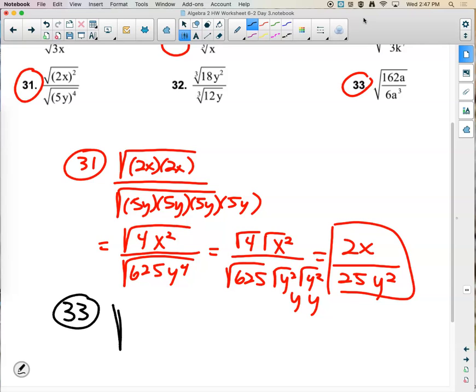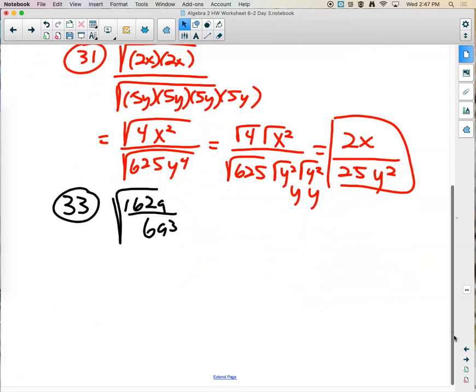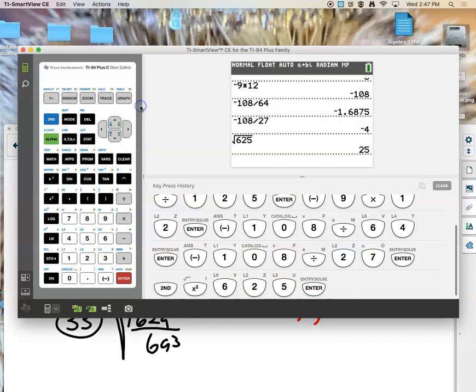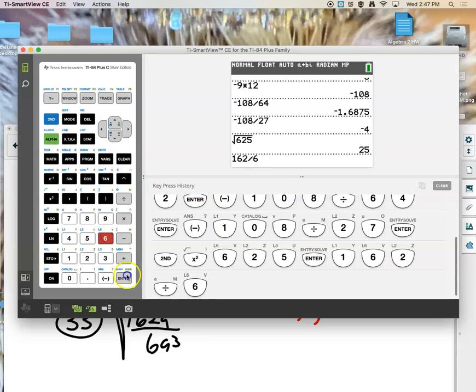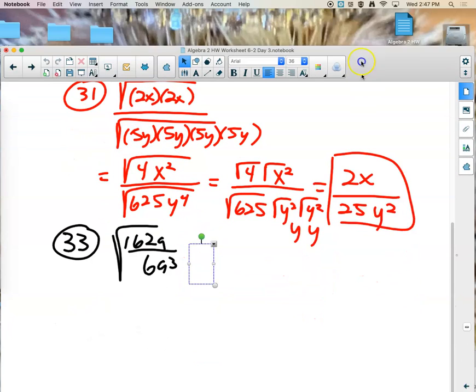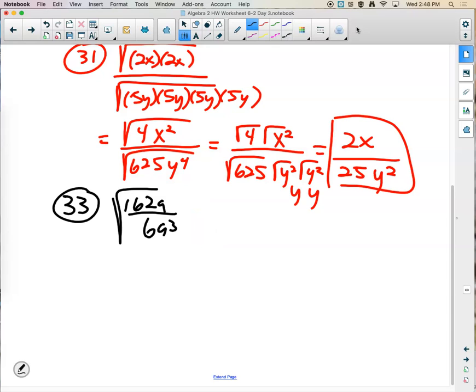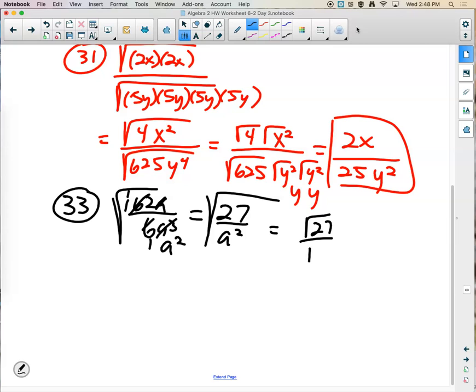33, square root of 162a over 6a cubed. We have some pretty obvious canceling we're going to be able to do with a, but let's check out 162 divided by 6 and make sure that's something that we can work with. So that goes in 27 times. So we'll have the square root of 27, and this is all taken care of here. And then what we have to do is say, here's 1a, and that'll cancel out, so I'll have an a squared on the bottom. So I have the square root of 27 over the square root of a squared, and the square root of a squared is just a.